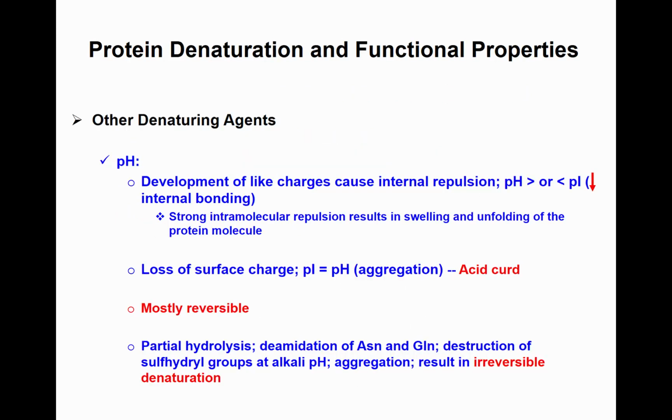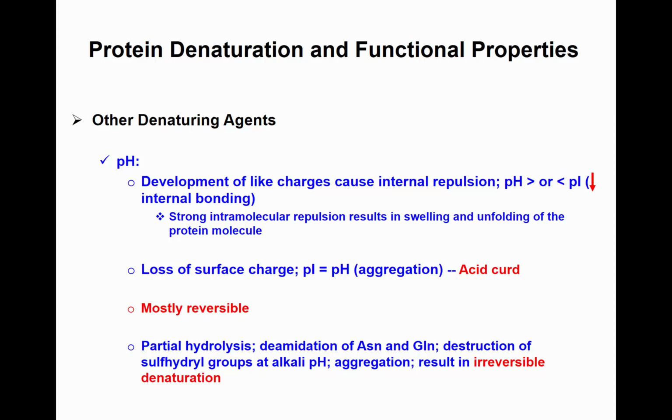Okay. Other denaturing agents, so like charges. When you create like charges, then you are breaking ionic interactions. So you will start having intramolecular repulsion. So when all the charges are positive, like at low pH, or all the charges are negative, like at high pH, the protein structure starts to open up because there's repulsion within the protein. So that causes denaturation.